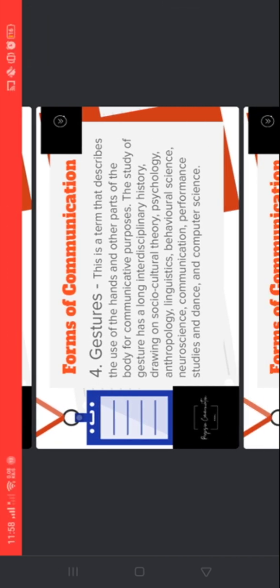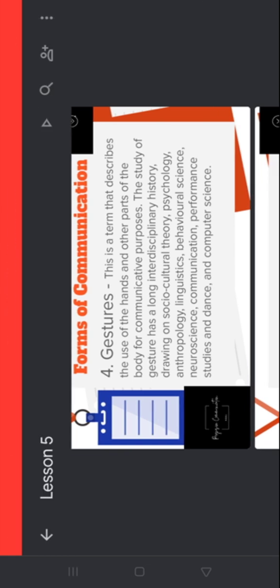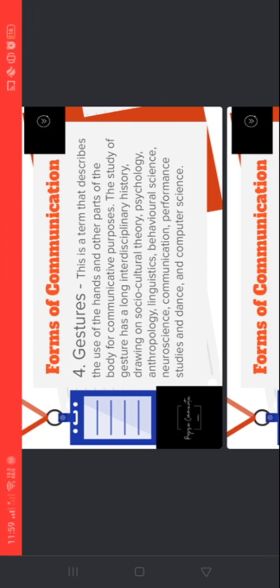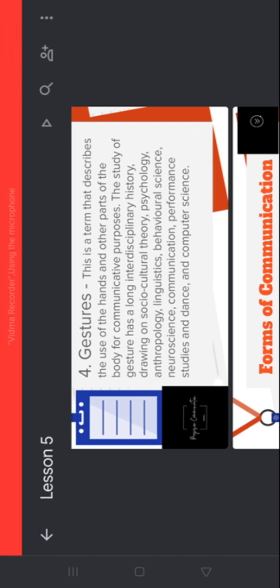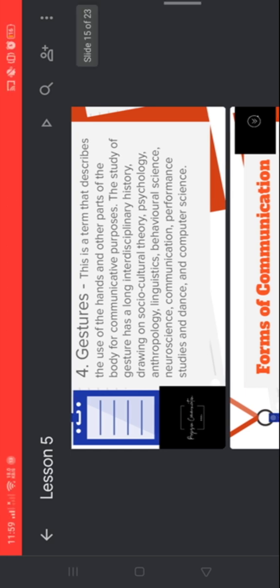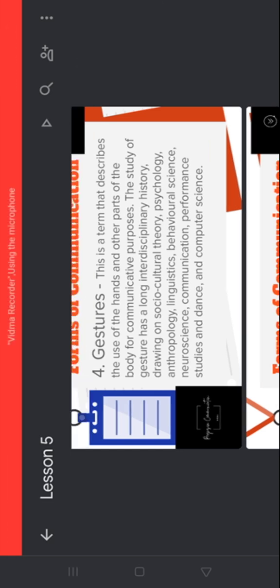If we say gestures, this is a term that describes the use of the hands and other parts of the body for communicative purposes. The study of gesture has a long interdisciplinary history, drawing on social cultural theory, psychology, anthropology, linguistics, behavioral sciences, neurosciences, communication, performance studies and dance, and computer science. Gestures, class, are the hand movements, the bodily movements that you do, okay, as a whole.